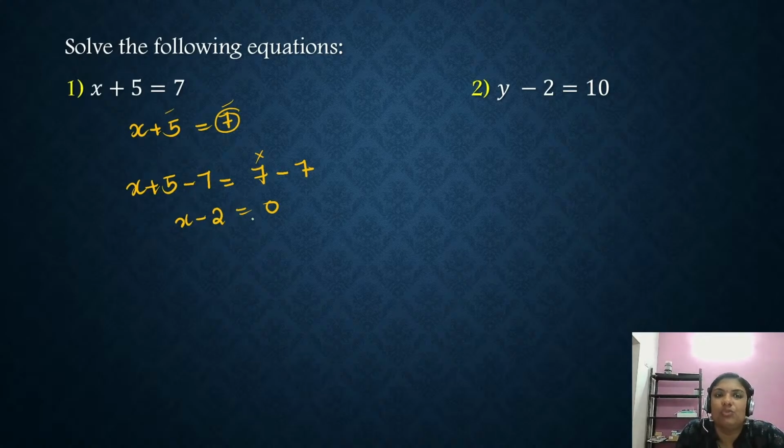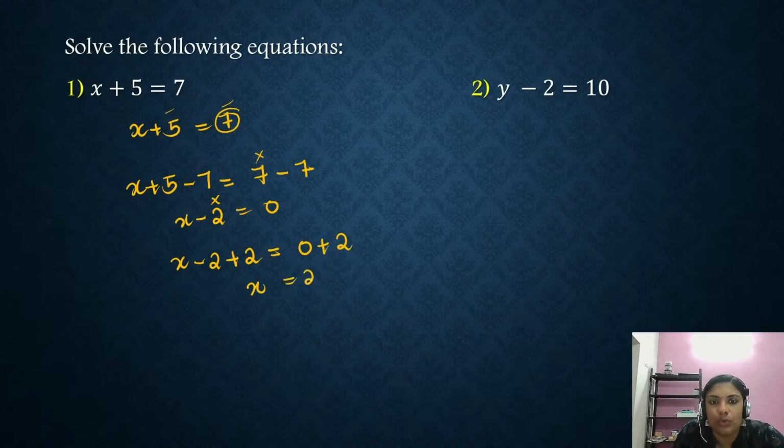So x minus 2 is equal to 0. Now I don't need this 2, so I want to remove that 2. How will I do that? Minus 2 is already present. I have to add 2 to this place, and this one will be 0 plus 2. So, in short, x is equal to 2. See, we thought like this and we found out the answer, right?